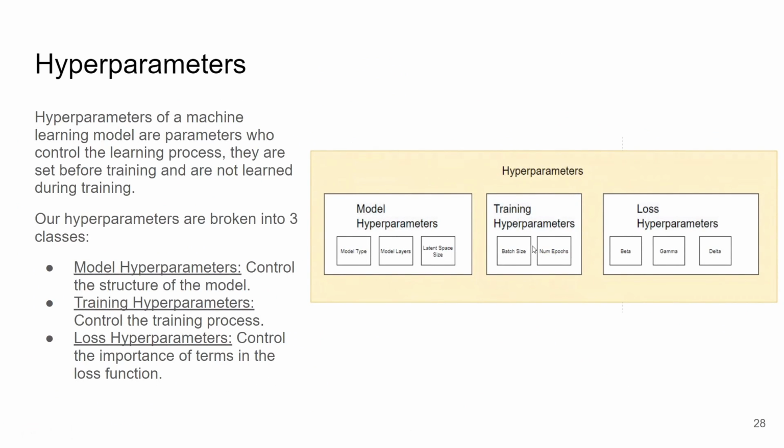Then onto the training hyperparameters. Training hyperparameters basically control the training process. So that's the batch size. That's the amount of data that we take in at each time step. It has to do with backpropagation, which we're not going to get into today. And the number of epochs, which is how many times we pass the entire training data set through to have the model learn from it.